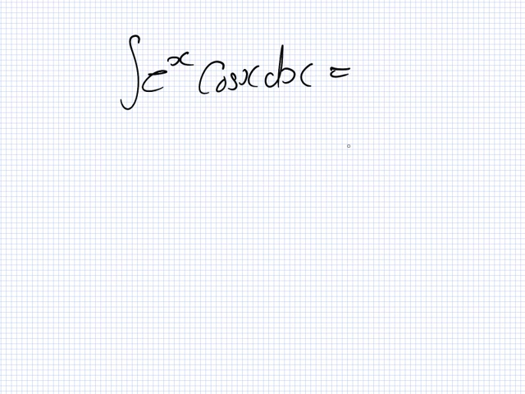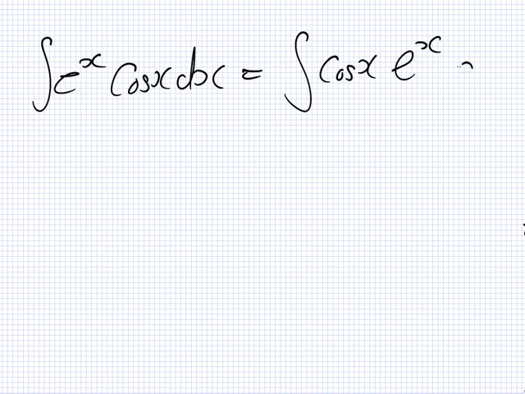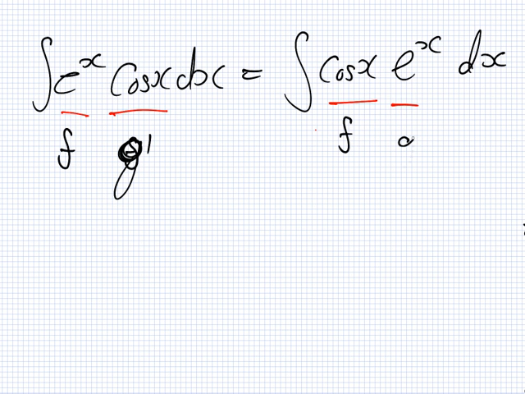True or false? Tell me this. True or false? True. Because this is e^x multiplied by cos x and this is cos x multiplied by e^x. They're the same thing, of course, right? But in fact, one problem is easier to do than the other, even though they're the same. You might think, what's the difference? Well, the difference is in this one, the e^x is f and the cos x is g derivative. And here the cos x is f and the e^x is g derivative.